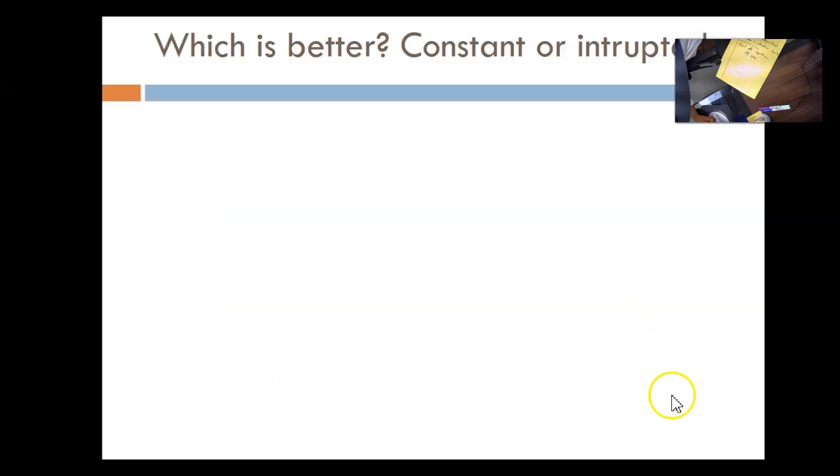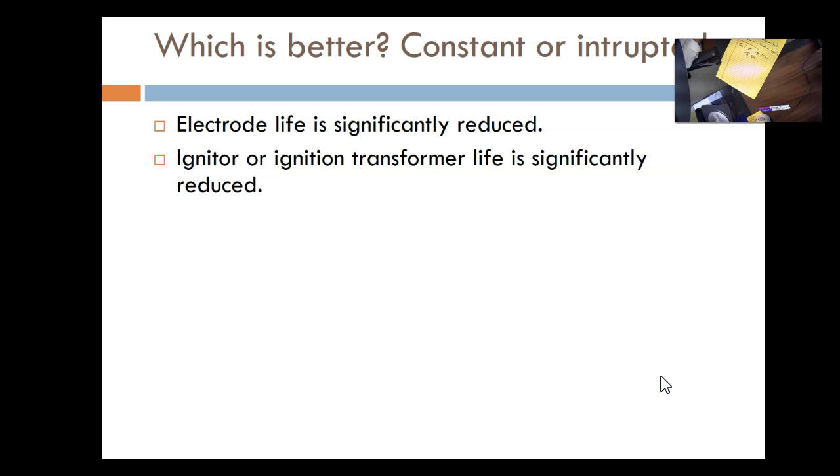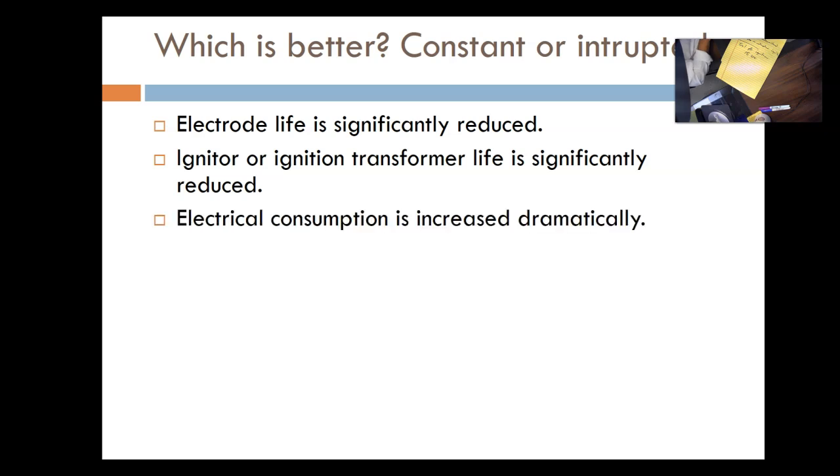Sorry about that. So electrode life is significantly reduced when you use constant ignition, because again, you're using the ignition the entire time, and the ignition compares a lot to car spark plugs. If you use your spark plugs all the time, you probably have to change them every 20,000 miles or so. The life of igniters and ignition will be reduced because you're getting more mileage out of it.